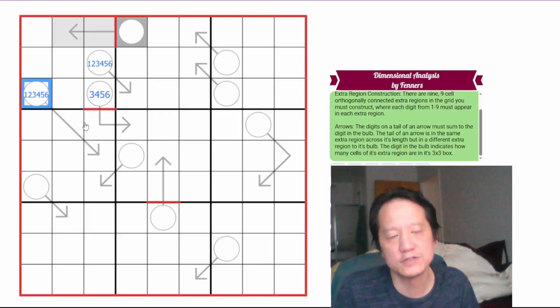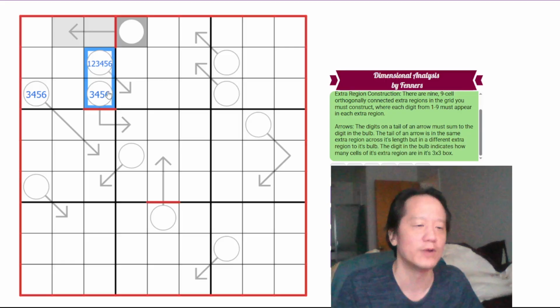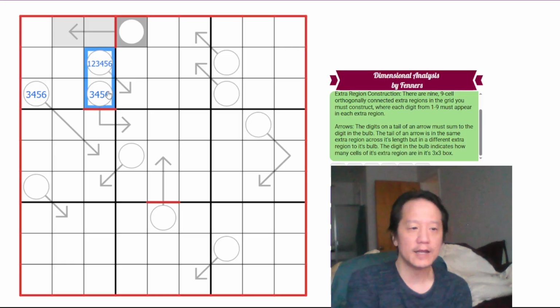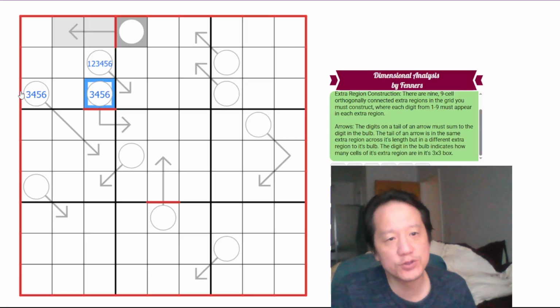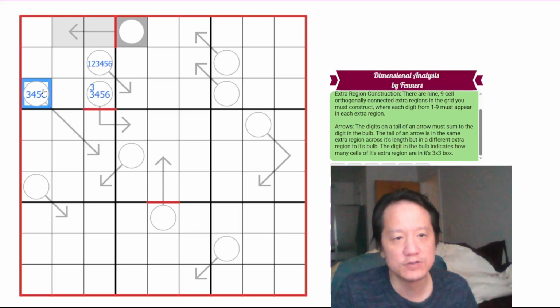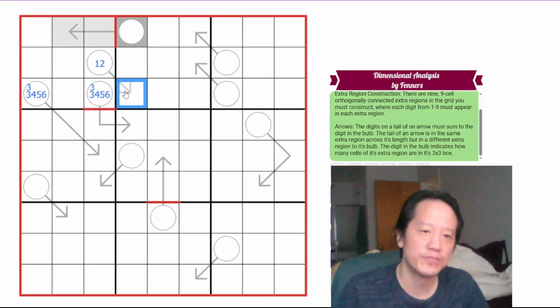So this is at least 3. This is at least 3. Well, there you have it. And you have 3 digits which must add up to at most 9. Anytime you have 3 digits that add up to at most 9, you have to have 2 digits from 1 through 3. So 3 has to be one of these 2 digits. And then this must be 1 or 2.